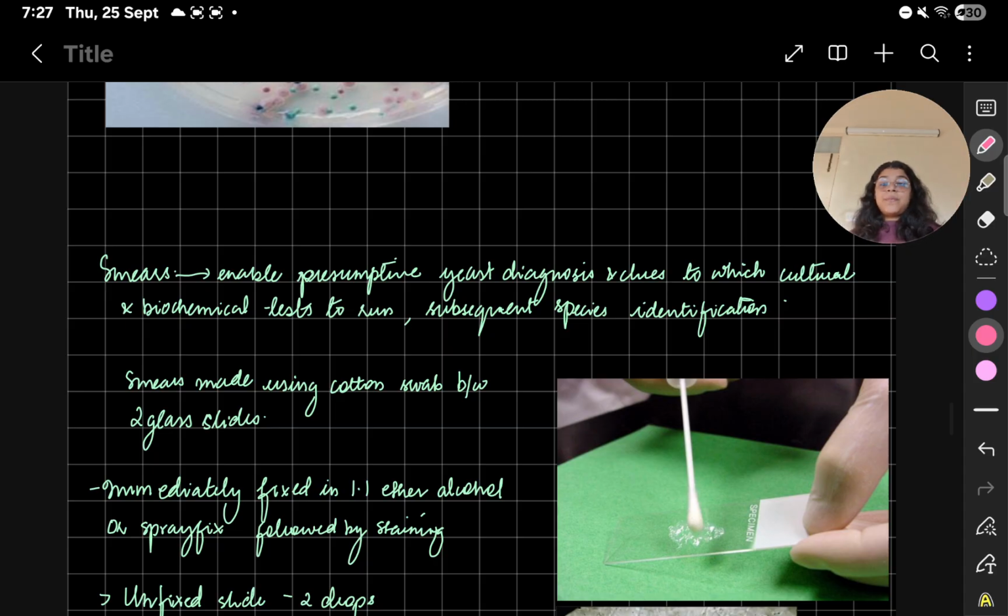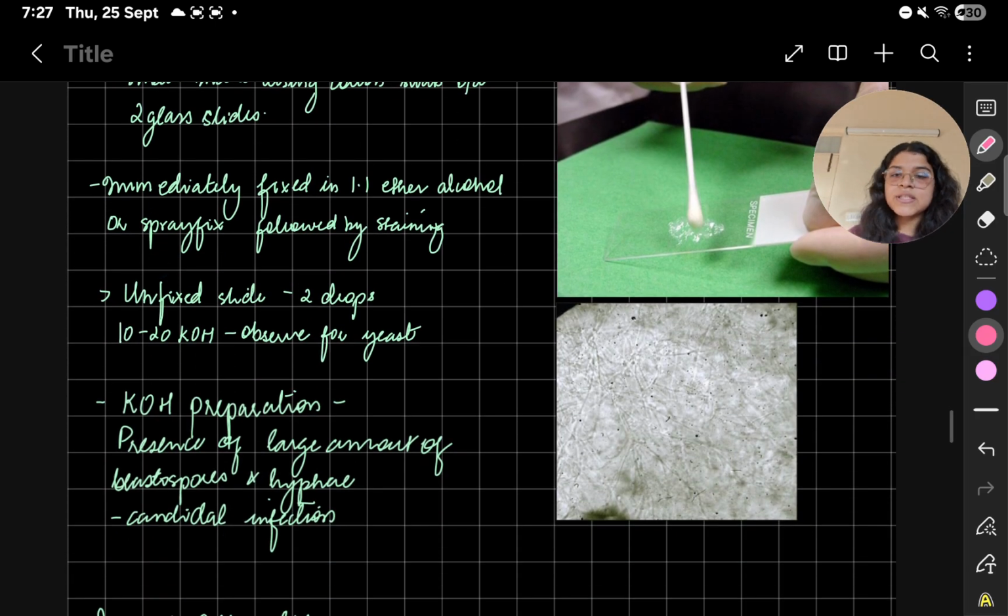The smears enable presumptive yeast diagnosis and cues to which cultural and biochemical tests to run for subsequent species identification. So they will give a presumption of what it could be, but once you do some tests over it, you will find out what kind of organism it is. A smear is made using a cotton swab between two glass slides. So you have one glass slide, then you put your saliva or something and you make a smear out of it. Immediately fixed with 1:1 ether alcohol and spray fix, followed by staining.